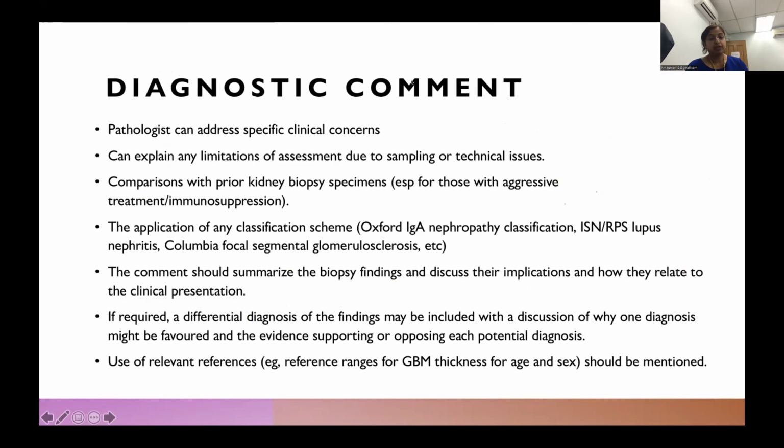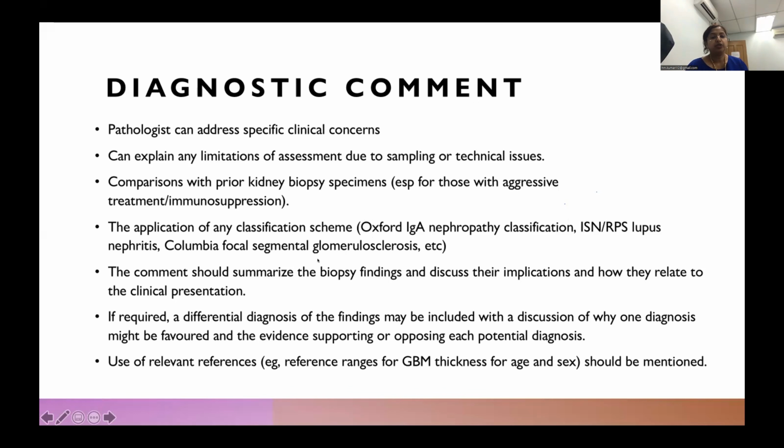So the last part of it, what do you want to put under comment? Pathologists need to address all clinical concerns. If you're concerned about something, put it inside there. If you have limitation in assessing this biopsy sample due to sampling or technical issues, please highlight. If you can compare a previous biopsy, especially for the patients who are undergoing aggressive treatment or immunosuppression, you will need to highlight them. You need to look back at your previous biopsy and comment on that as well. Okay. Please apply all your classification scheme, for example, Oxford or Columbia or ISN/RPS. Please put it in under the comment. If you don't want to put it under the final interpretation, you can put it under the comment.